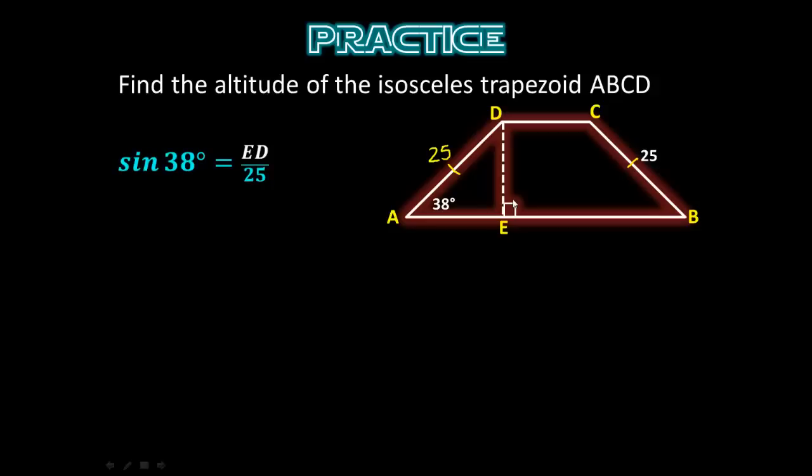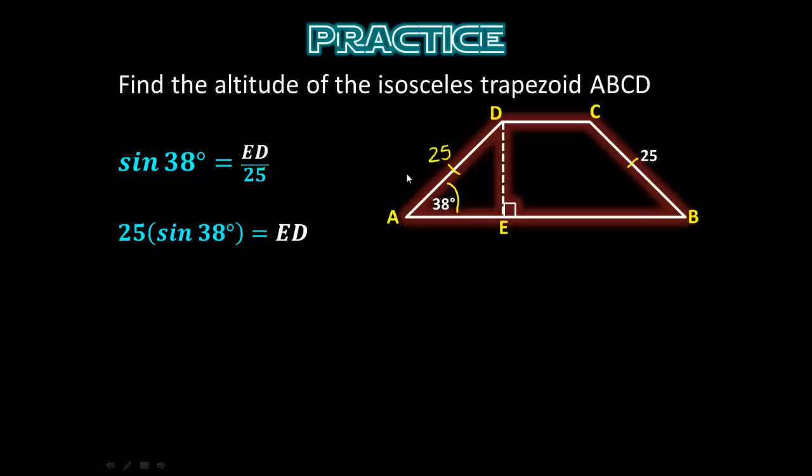What's going to happen is we're going to say that the sine, because we don't know the opposite, and that's what we're trying to find. Remember, sine is opposite over hypotenuse. So the sine of the measure of angle A, which in this case we do know is 38 degrees, is ED, your opposite, over your hypotenuse, which is 25. Now, just like with any type of algebra problem, we need to get ED by itself. So we multiply both sides by 25, which eliminates the 25 here, and gives us 25 times the sine of 38 degrees equals ED.